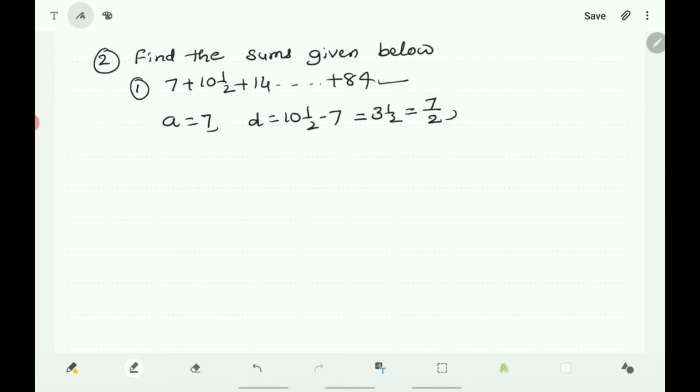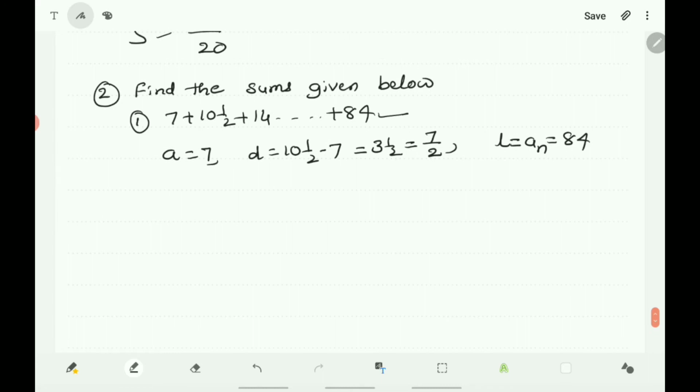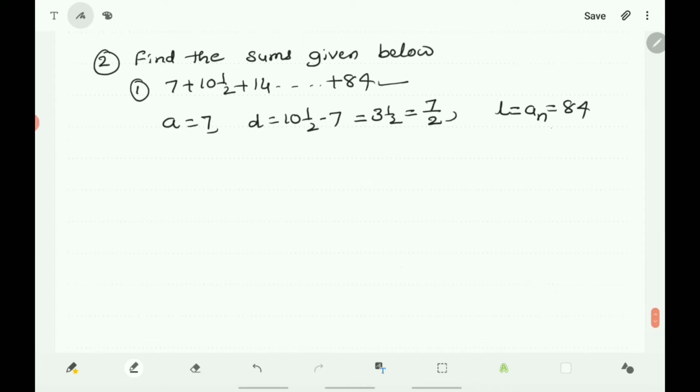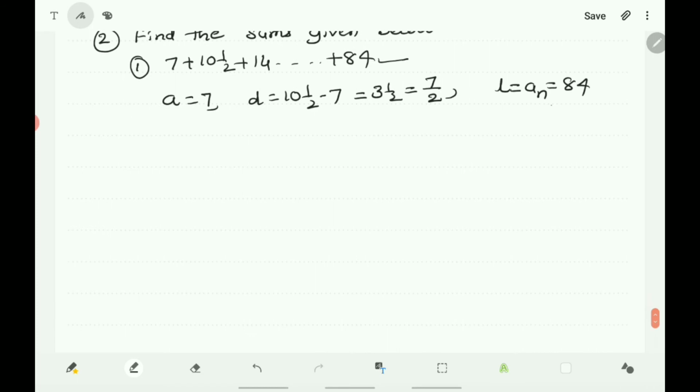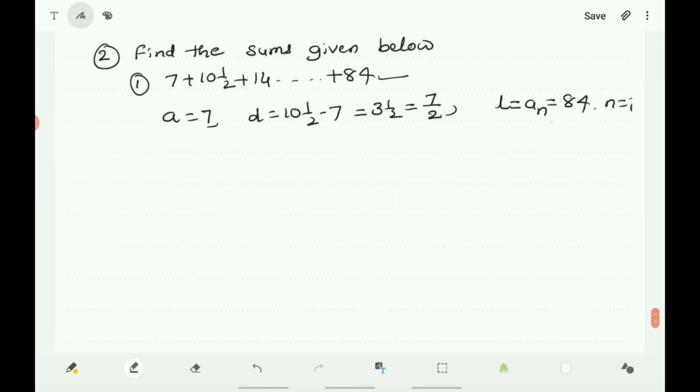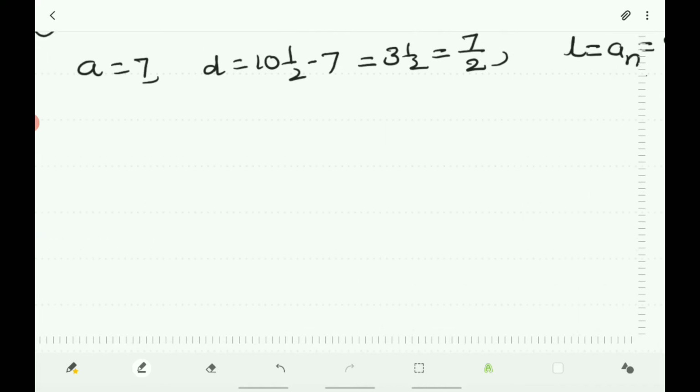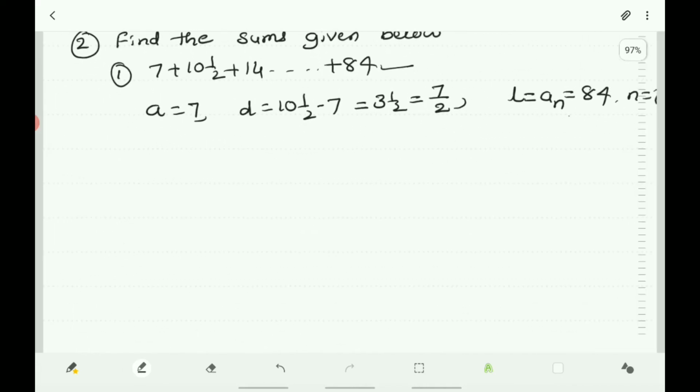And here the last term L is given. That is L is equal to AN is equal to 84. Here the end term, 84, is the last term. So let us consider it is the nth term, and L is equal to AN is equal to 84. So here we have to find N first. After getting N, let us find the sum of the given AP. So write the formula for AN. By using AN, you must find the value of N.